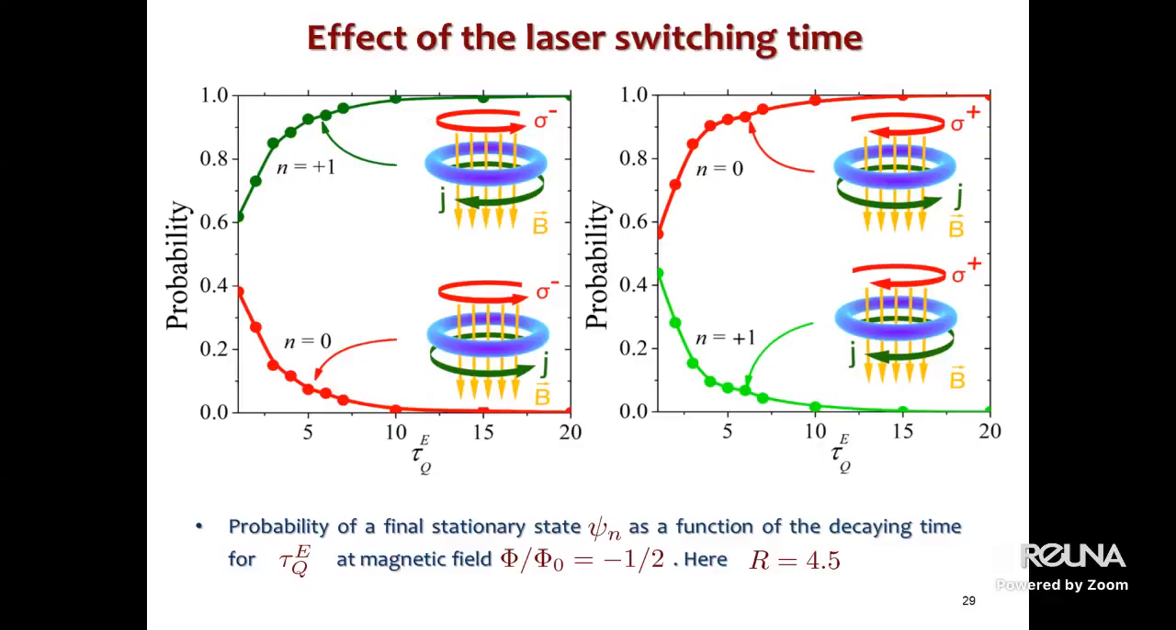Sigma plus radiation generates counterclockwise current, sigma minus clockwise current. So this result shows that circularly polarized radiation can be used as an effective magnetic field for switching between different current carrying states of a superconducting ring.